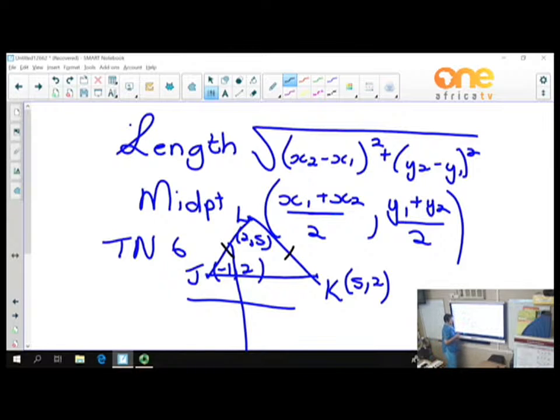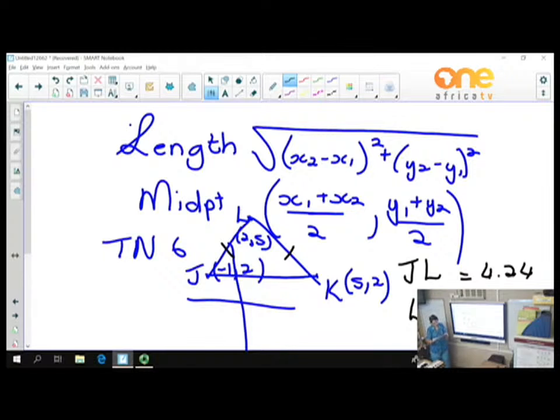So is it JL and LK? That's the 2 sides, JL and LK. And what was then the length that you got for these 2, Marley? JL and LK, 4.24. So then you can say they are isosceles. Make that statement there.